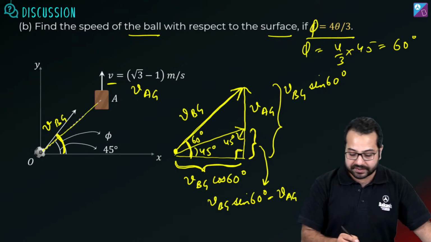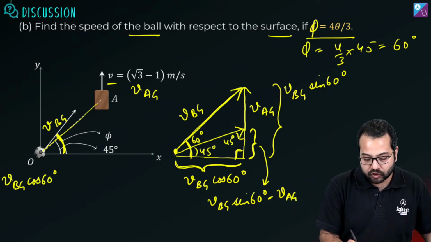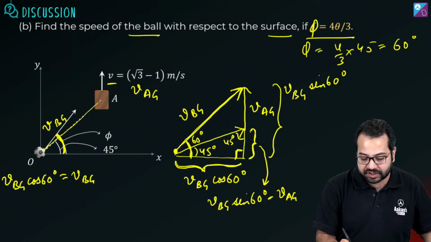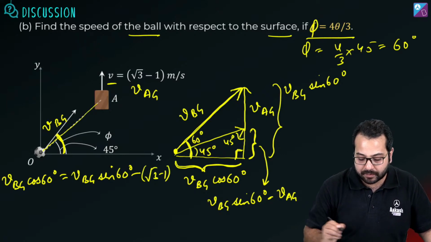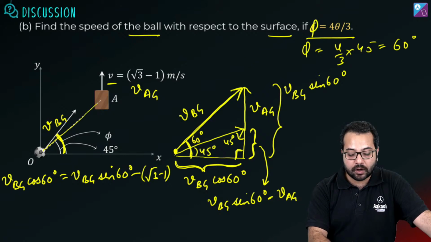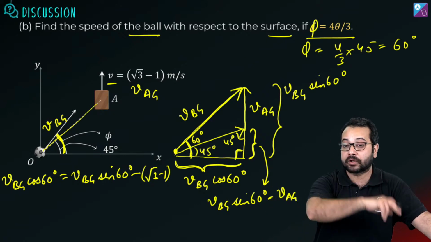Correct? So we can say that VBG cos 60 degree should be equal to VBG sin 60 degree minus VAG. And what is VAG? It is root 3 minus 1. Okay. So now we take VBG cos 60 degree on the other side. We take root 3 minus 1 on the other side.